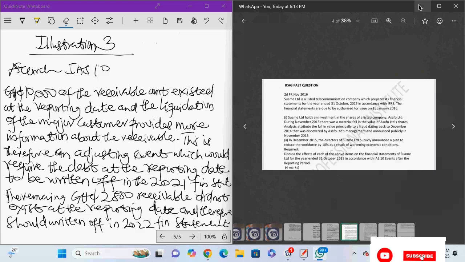In December 2015, the directors of Swami Limited publicly announced a plan to reduce the workforce by 10% as a result of worsening economic conditions. Required: discuss the effects of each of the above items on the financial statements of Swami Limited for the year ended 31st October 2015 in accordance with IAS 10, events after the reporting period.